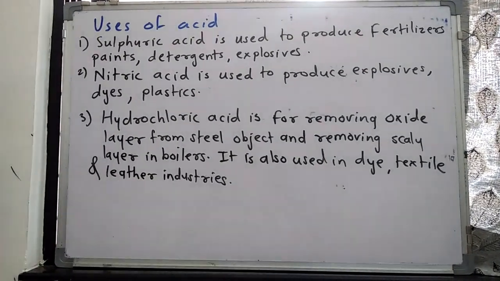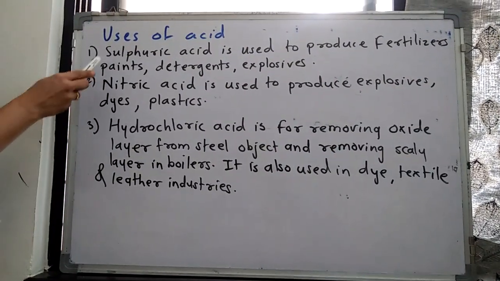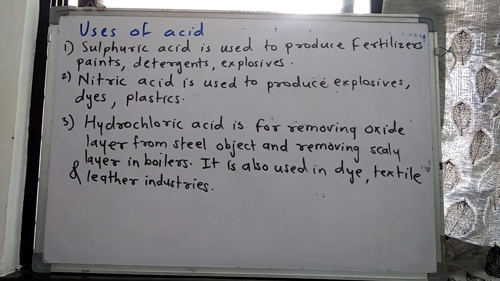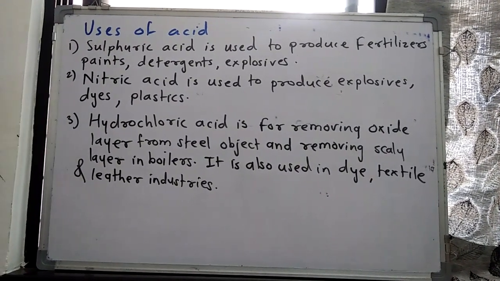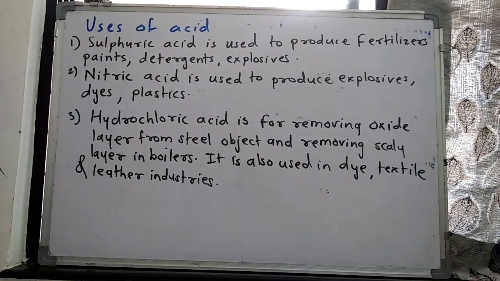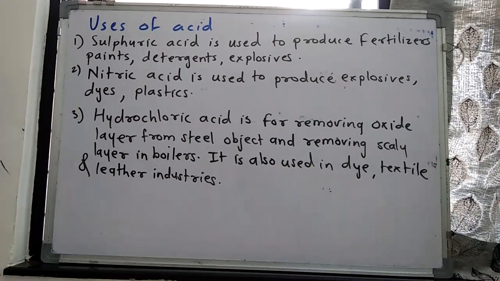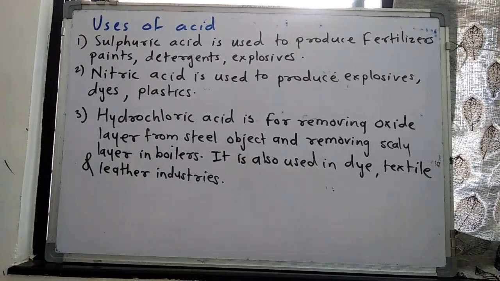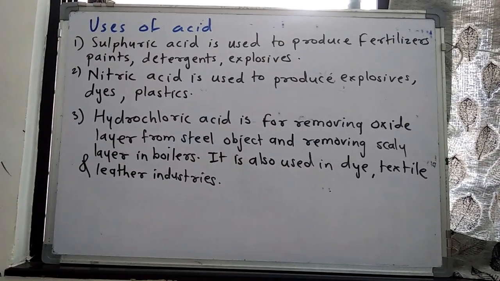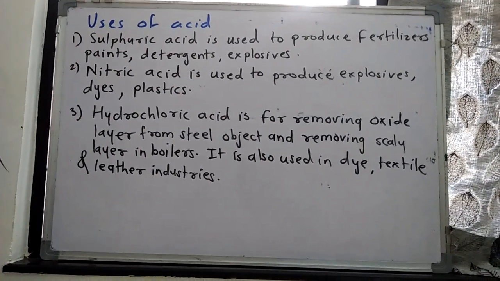Uses of acid. There are lots of uses of acid. We have given some of the uses. Sulfuric acid is used to produce fertilizers, paints, detergents, explosives. Nitric acid, HNO3, is used to produce explosives, dyes and plastic. HCl has a number of uses. Hydrochloric acid is used for removing the oxide layer from steel objects. It is also used to remove the scaly layer in boilers. It is also used in the dye industry, textile industry and leather industries.